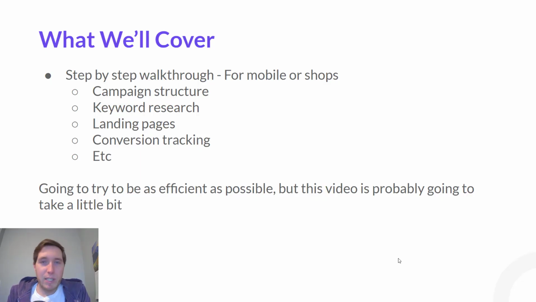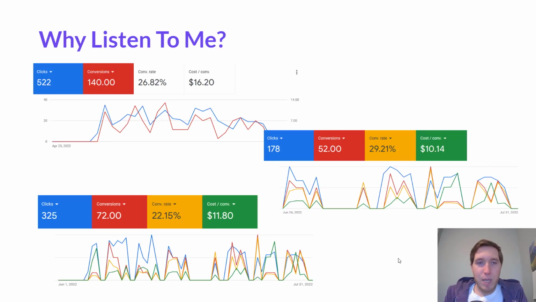So what we're going to cover today, again, this is going to be step by step. What I'm going to be doing is mainly mobile auto detailing, but you can take the same concepts and apply them to your shop. You just won't bid on mobile auto detailing keywords. So we're going to cover campaign structure, keyword research, landing pages, conversion tracking, all that kind of stuff. And I'm going to try and be as efficient as possible, but this video is going to take a little while.